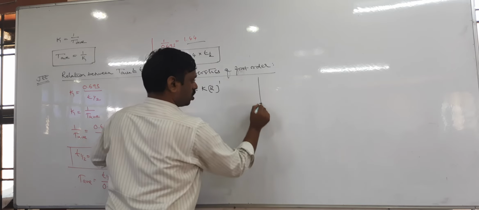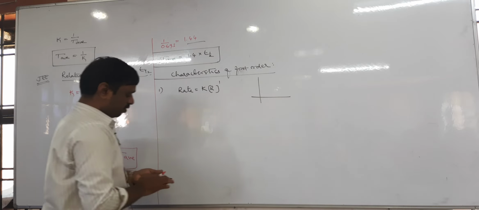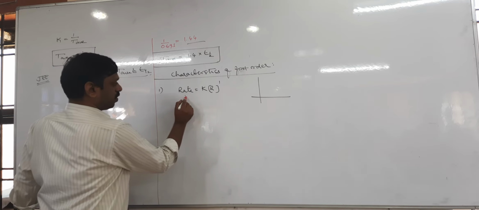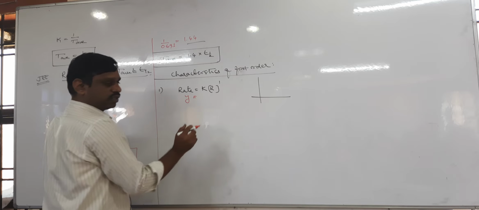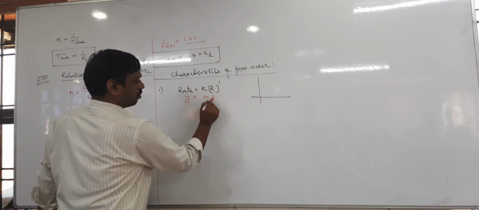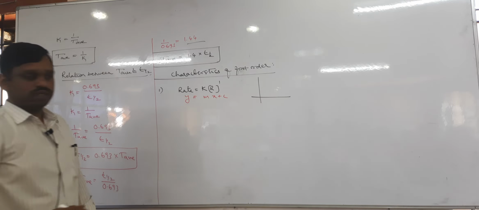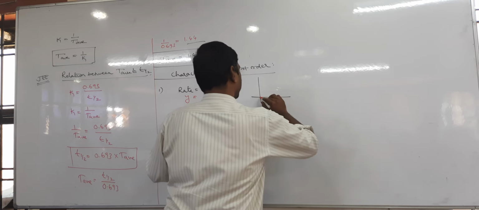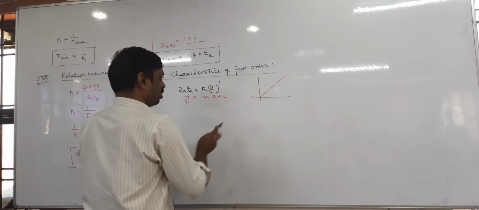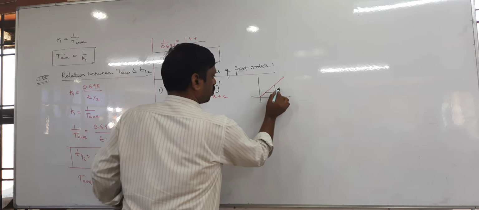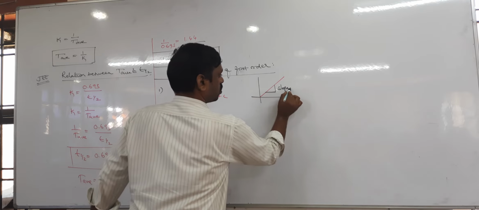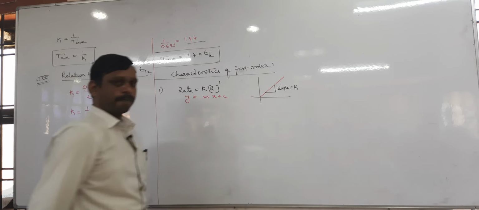Now suppose you plot the graph, taking rate on the y axis. It is y equals mx plus c. The intercept c is 0, therefore it passes through the origin, right? Then the slope is equal to K.